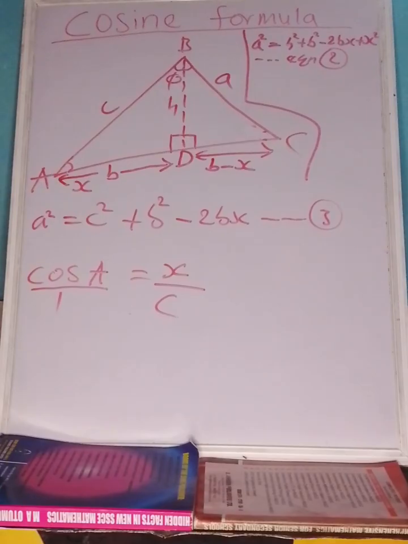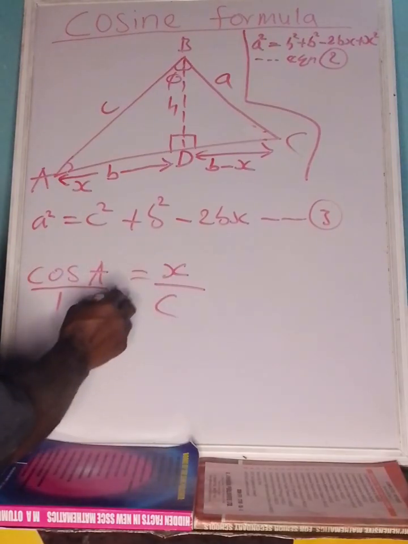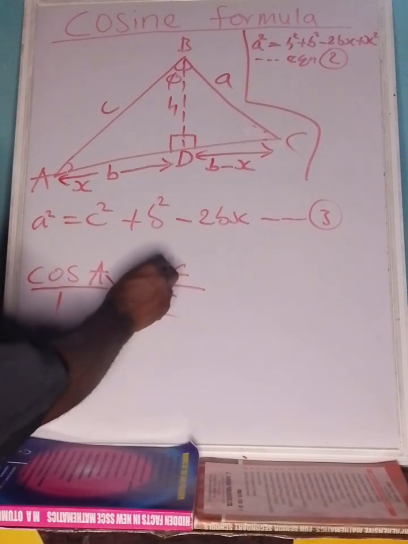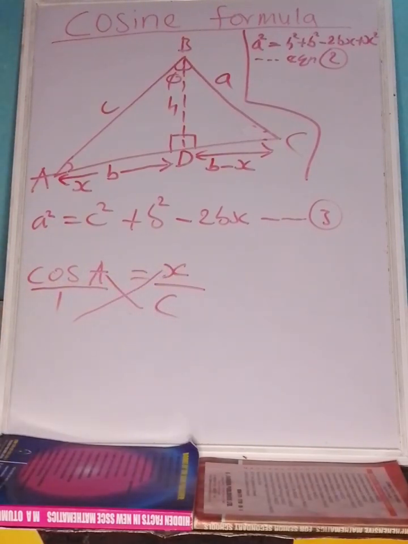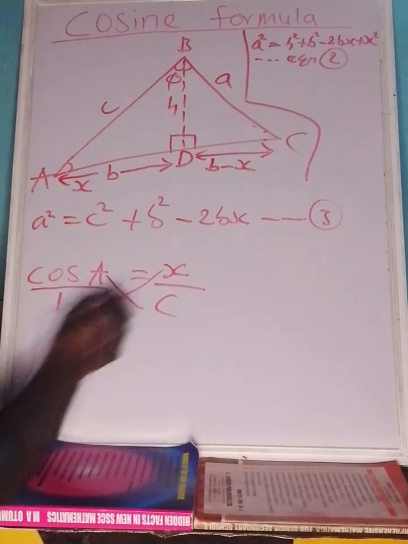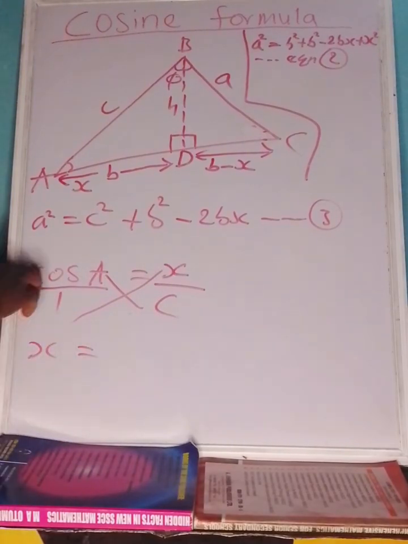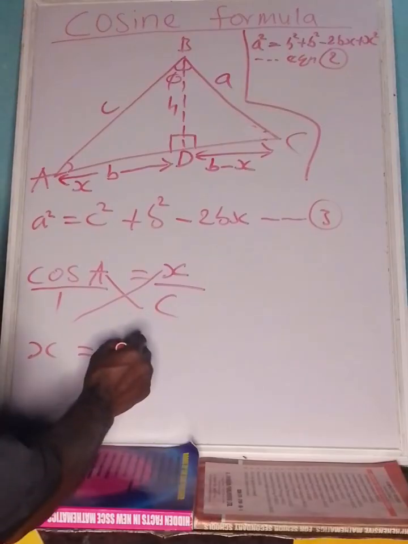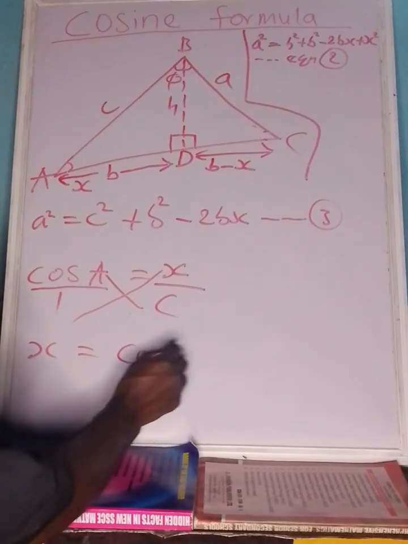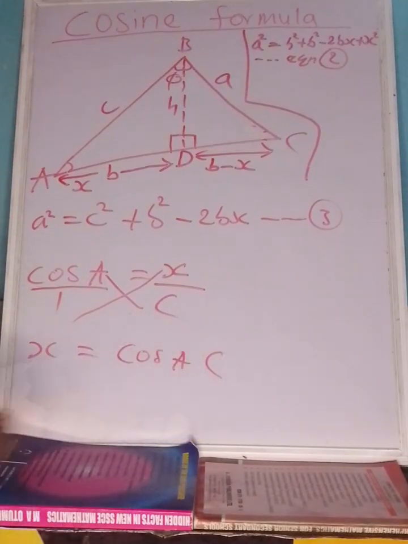So we are going to cross multiply. 1 times x will give us x, equal to cos A multiplied by c, which gives us cos A c. Now this is the value for our x.